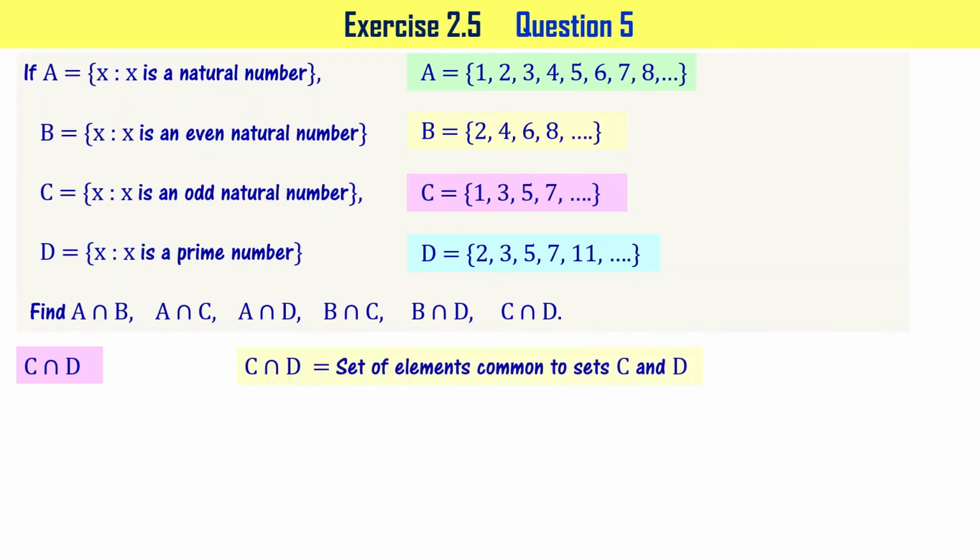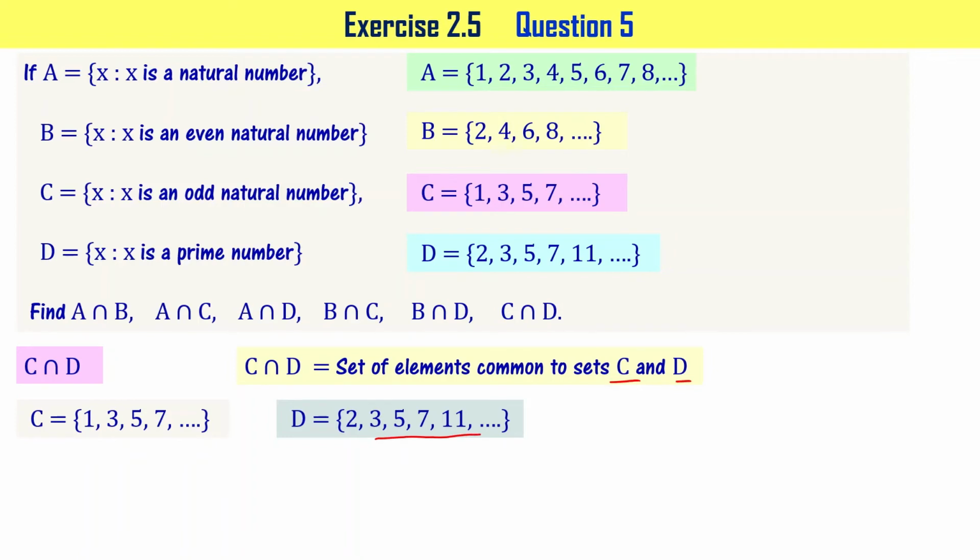C intersection D is the set of elements common to both the sets C and D, right? Let's write what C is. C is odd natural numbers and D is prime numbers. As we have just said earlier, all the prime numbers are odd numbers except for 2, right? Now you see this.